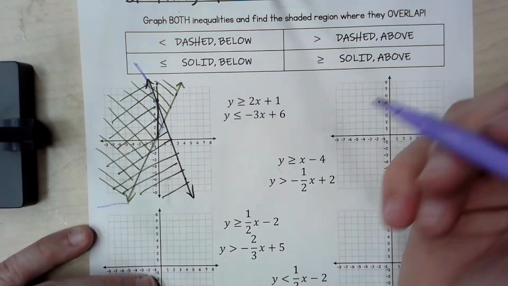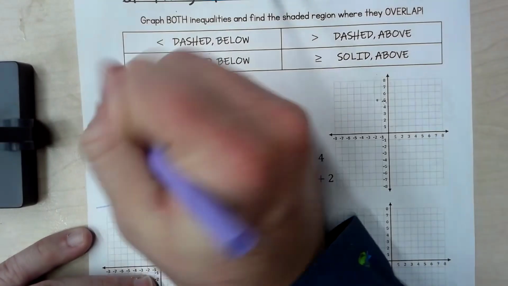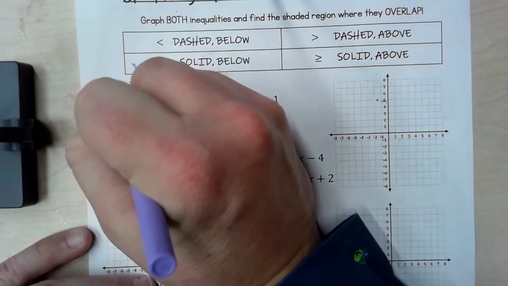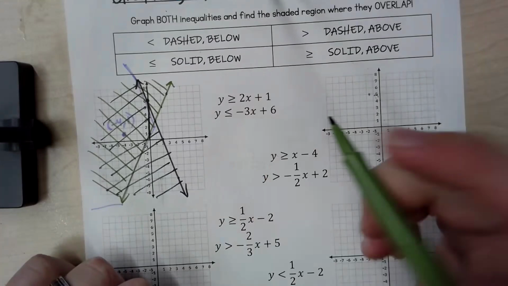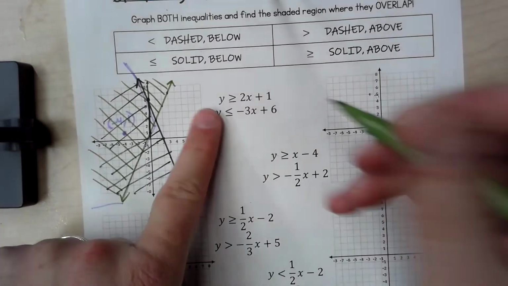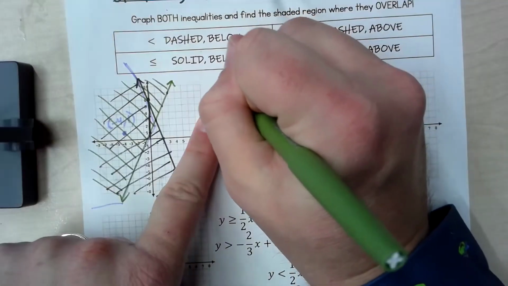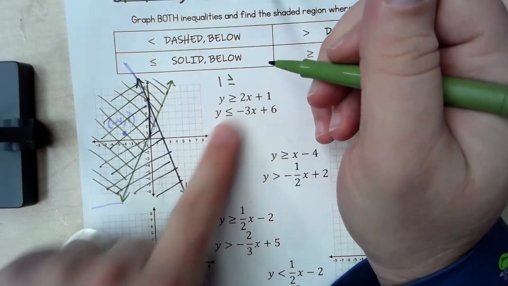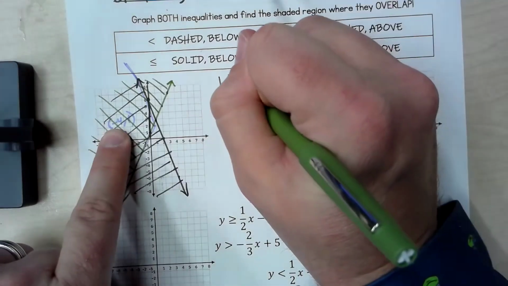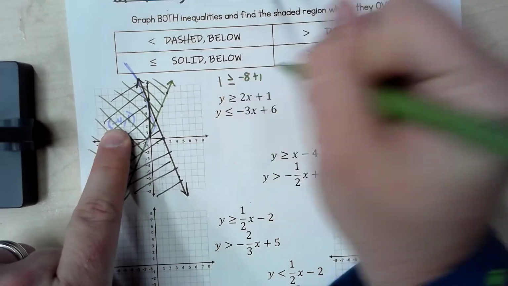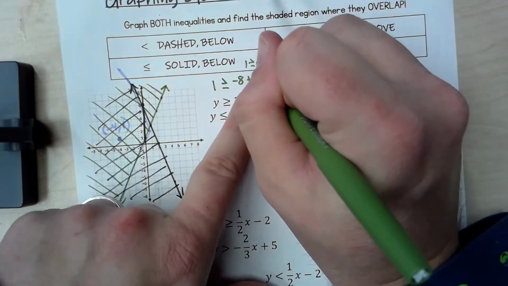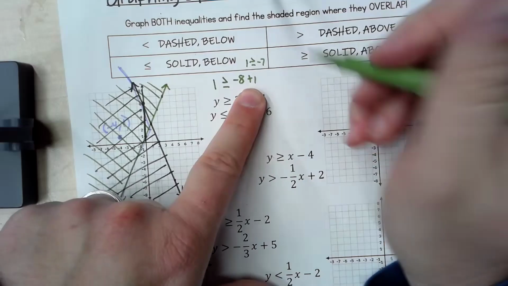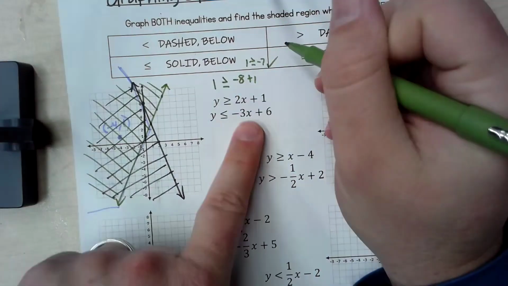So let's pick a random point right here. That is -4, 1. So let's plug those values in. I plugged this into the top one with my original color. My y value is 1, is greater than or equal to 2 times -4, which is -8, plus 1. Well, yeah, -8 plus 1 is -7, and 1 is greater than or equal to -7. Yeah, that works. So let's try it in this one.